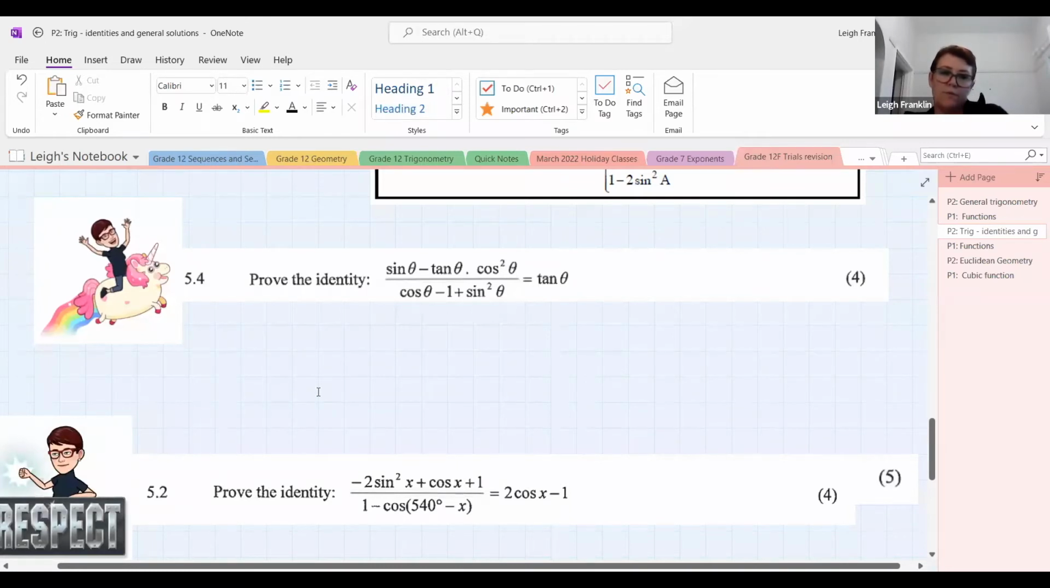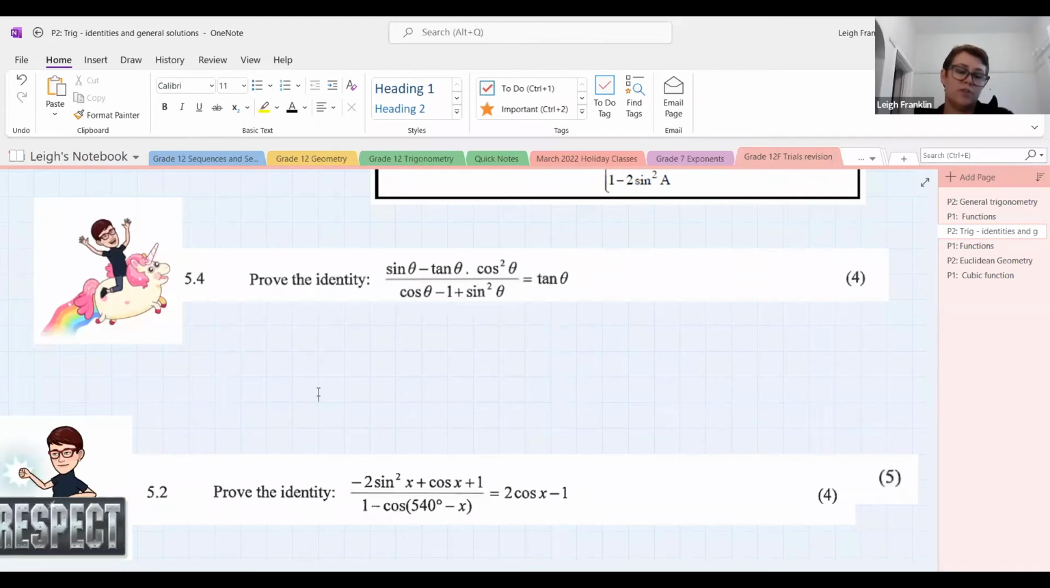Okay, so for everybody that's finished 5.4, the fast finishers, you can try 5.2 in the meantime. If you're still working on 5.4, don't worry about 5.2. It's just to keep the others going. Just make sure you can do this, and we'll go through it when we've had a few more dones.